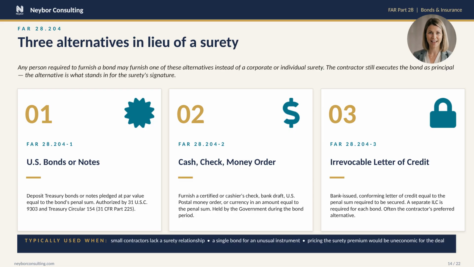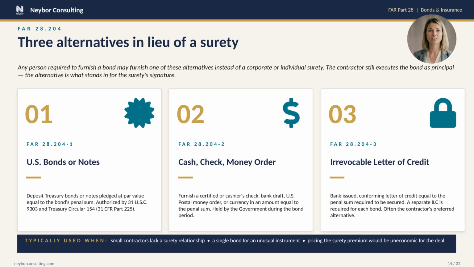Alternative 2, cash, certified check, cashier's check, bank draft, postal money order, or even currency. Yes, currency. The government holds the cash for the term of the bond. Simple, but the opportunity cost on tied-up cash is real.